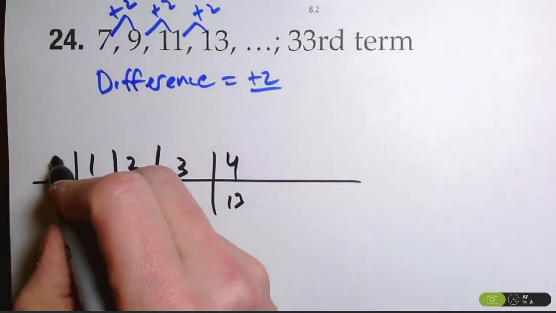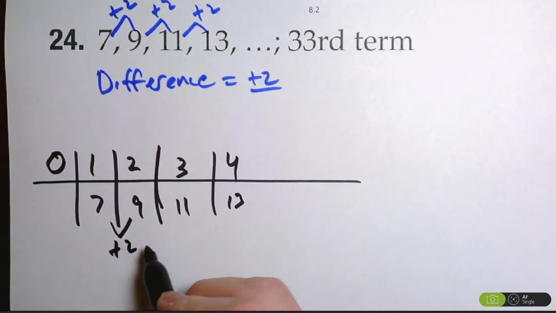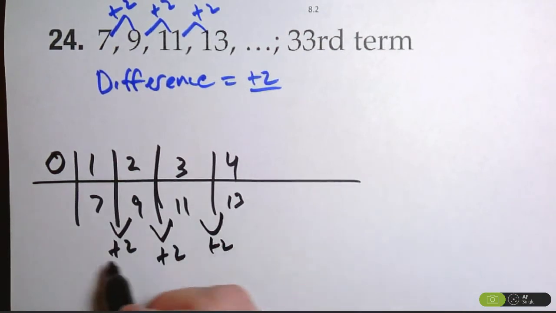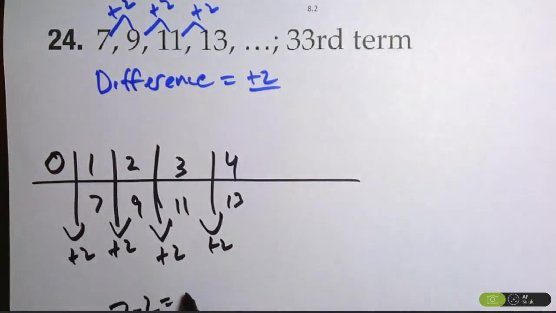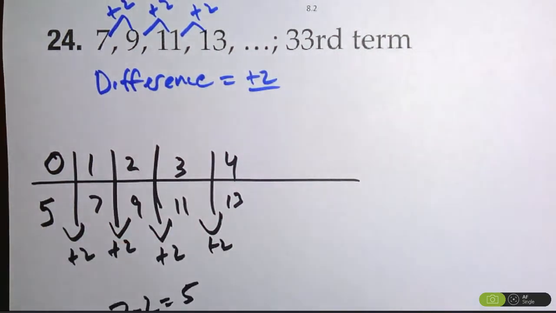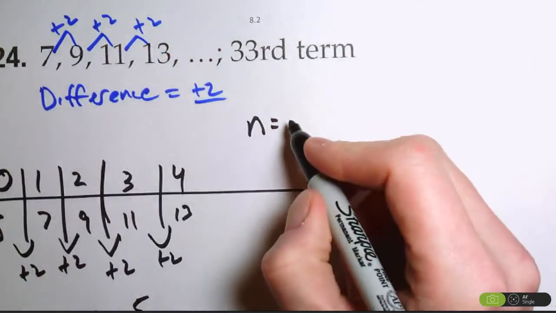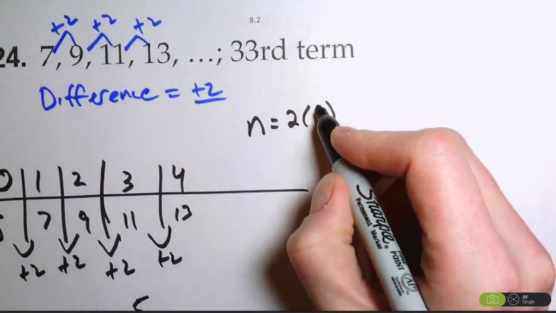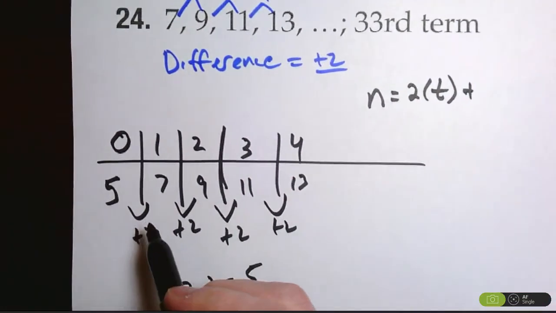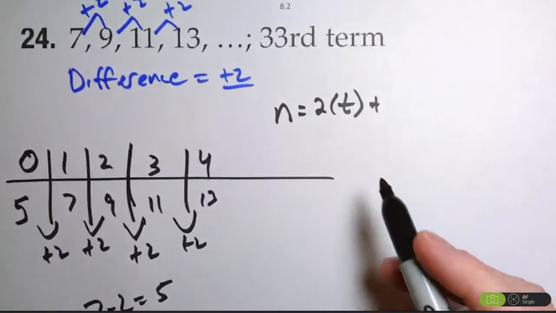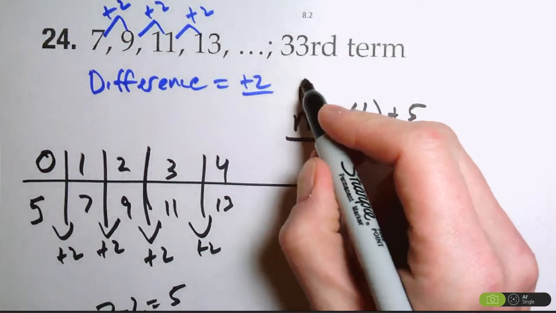But what I really need to know is, what was the 0 term? Well, if I added 2 each time to get to here, what did I have to add 2 to in order to get 7? Well, subtract 2 from it real quick. That gives me 5. So the number is the difference times t plus the 0 term here. Sorry, hopefully that was showing up on the screen, that I subtracted 2 and got 5. So the rule is 2t plus 5. There's our formula.